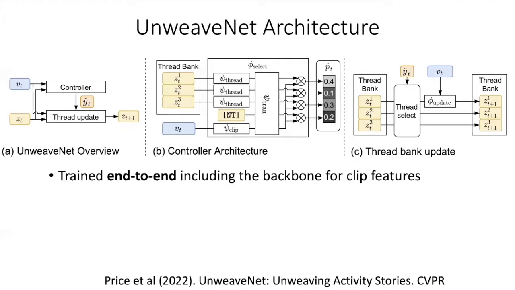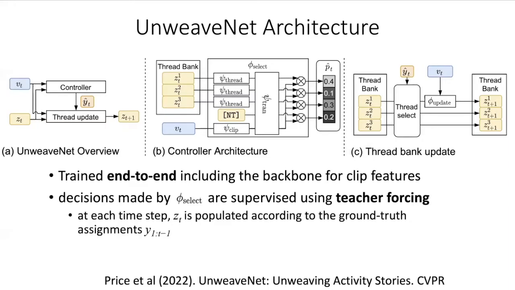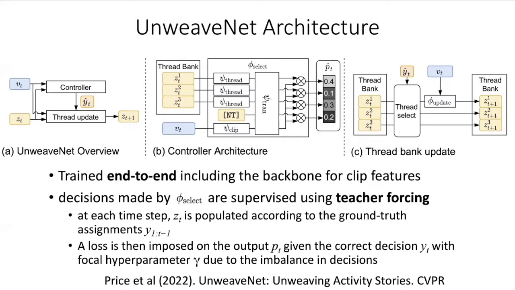Importantly, UnweaveNet is trained end-to-end, including the backbone for clip features. This ensures the clip and thread representations and embeddings are optimized along with the controller's parameters. Decisions made by the controller are supervised in training using teacher forcing. At each time step, the thread bank ZT is populated according to the ground truth assignment. A loss is imposed on the output given the correct decision from the ground truth, with focal hyperparameter due to the imbalance in the decisions.